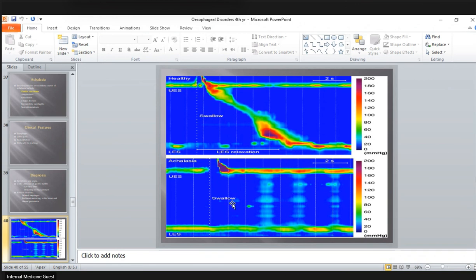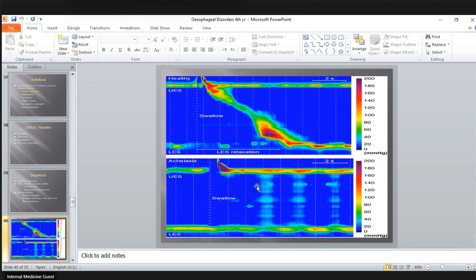Now let's look at the achalasia. The upper esophageal sphincter is functioning normally because this is blue color, so there is relaxation. But the lower esophageal sphincter did not relax. This is the area of the lower esophageal sphincter. As you can see, there's still some pressure around 60 millimeters of mercury in the lower esophagus.